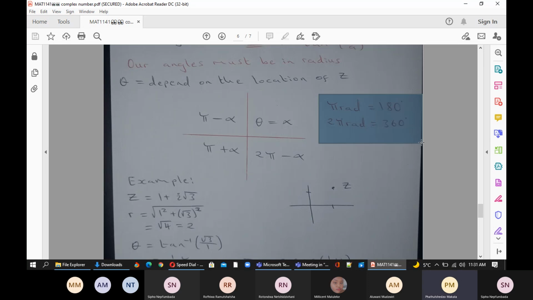Our theta rad is equal to 180. So 2 theta rad is 2 times 180, which will give us 360. Not alpha, pi. Our pi rad is equal to 180.